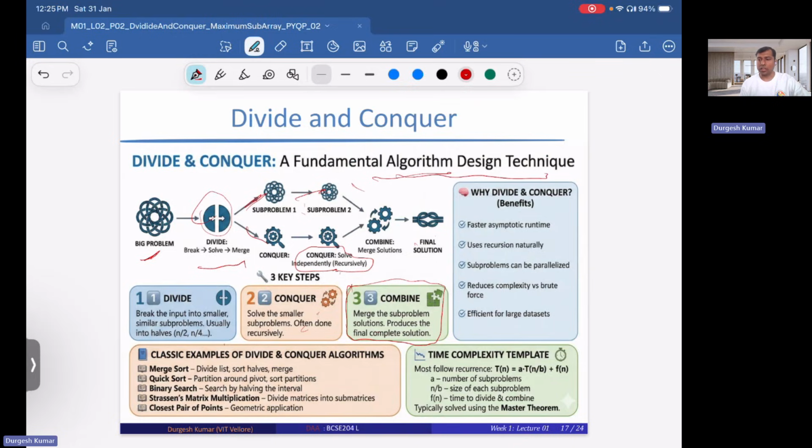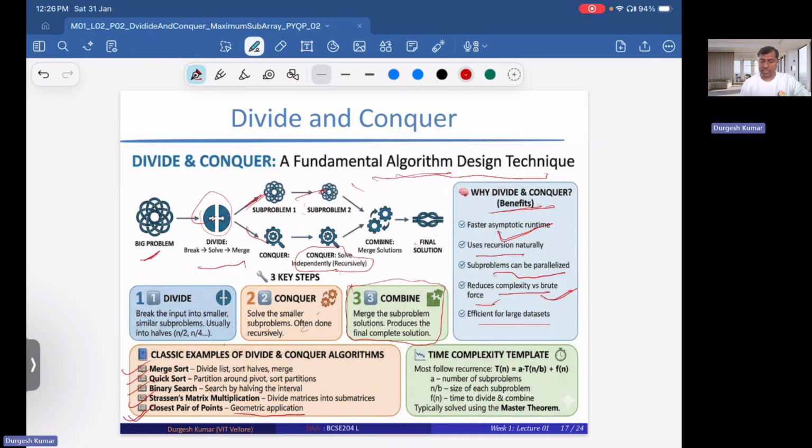Okay, so this is the fundamental algorithm design technique. Why divide? What is the benefit of divide and conquer? It has faster asymptotic runtime, uses recursion naturally. Naturally, we divide a task into subtasks. We keep on dividing until the task is small enough that we can finish in unit amount of time. Subproblems can be parallelized, so we can have a parallel algorithm that can solve the individual subproblems, reducing the complexity versus brute force. It achieves a significant performance gain over brute force. It is efficient for large data sets. So classical examples of divide and conquer are merge sort, quick sort, binary search, Strassen's matrix multiplication, and closest pair of points that comes under geometric applications.